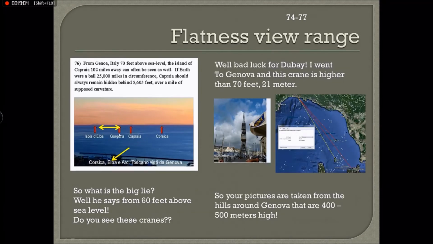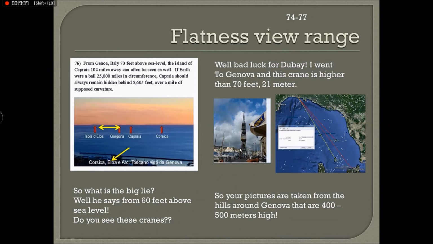First of all, he swaps Elba and Gorgona, which you can see here. If you go from the left to the right, from the way you look, you first get Gorgona, and then you get Elba, and then Capri, and then Corsica. And I must say, all these islands stick out 500 to 1,000 meters at least above sea level. But it's not taken from 70 feet above sea level.